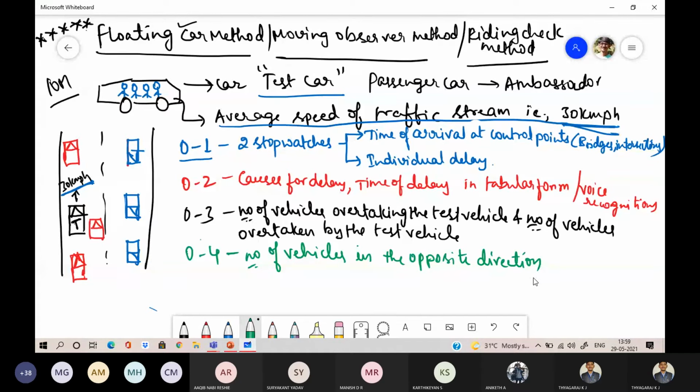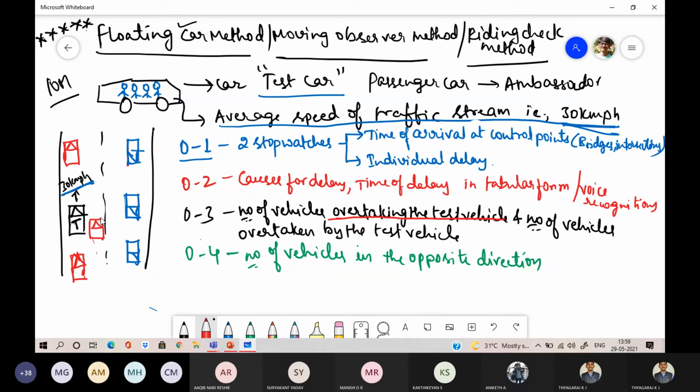Okay, overtaking means I'll only explain, you people will not be answering, I know. Overtaking the test vehicle means the vehicles which are moving in front of your vehicle, that is, they will be overtaking you. We are going to call that overtaking. Overtaken means you will be overtaking the other vehicle, which we call overtaken.